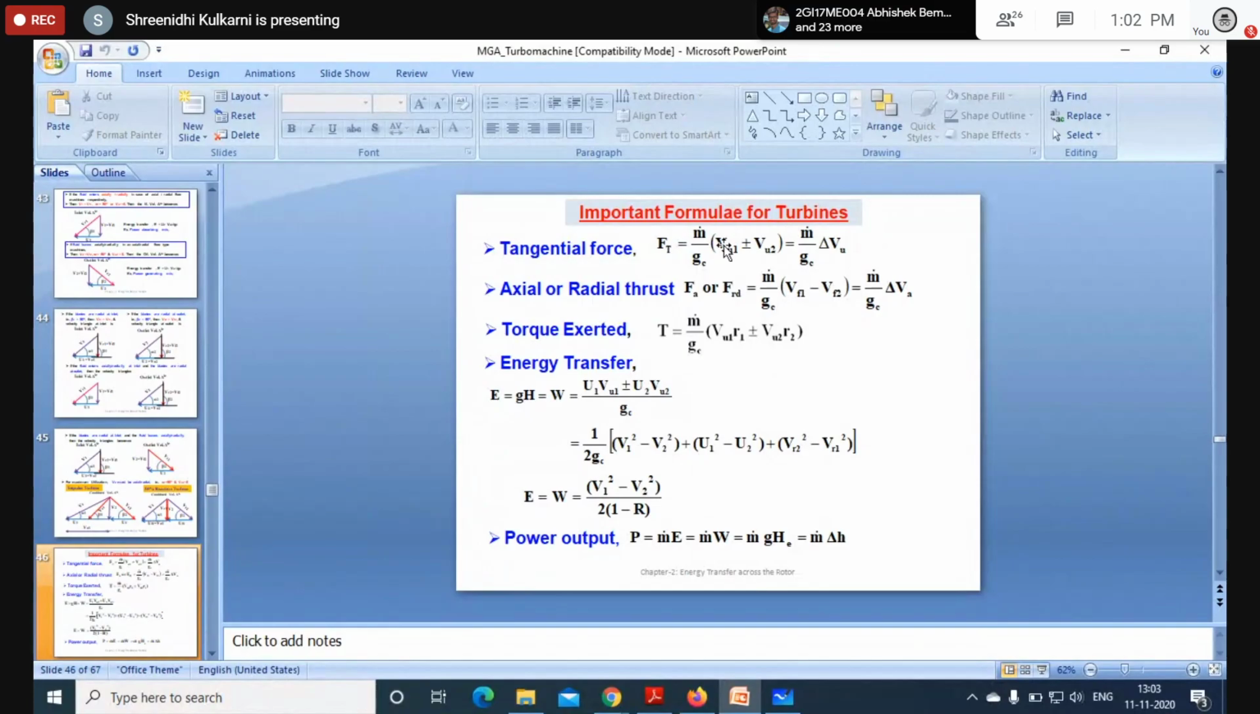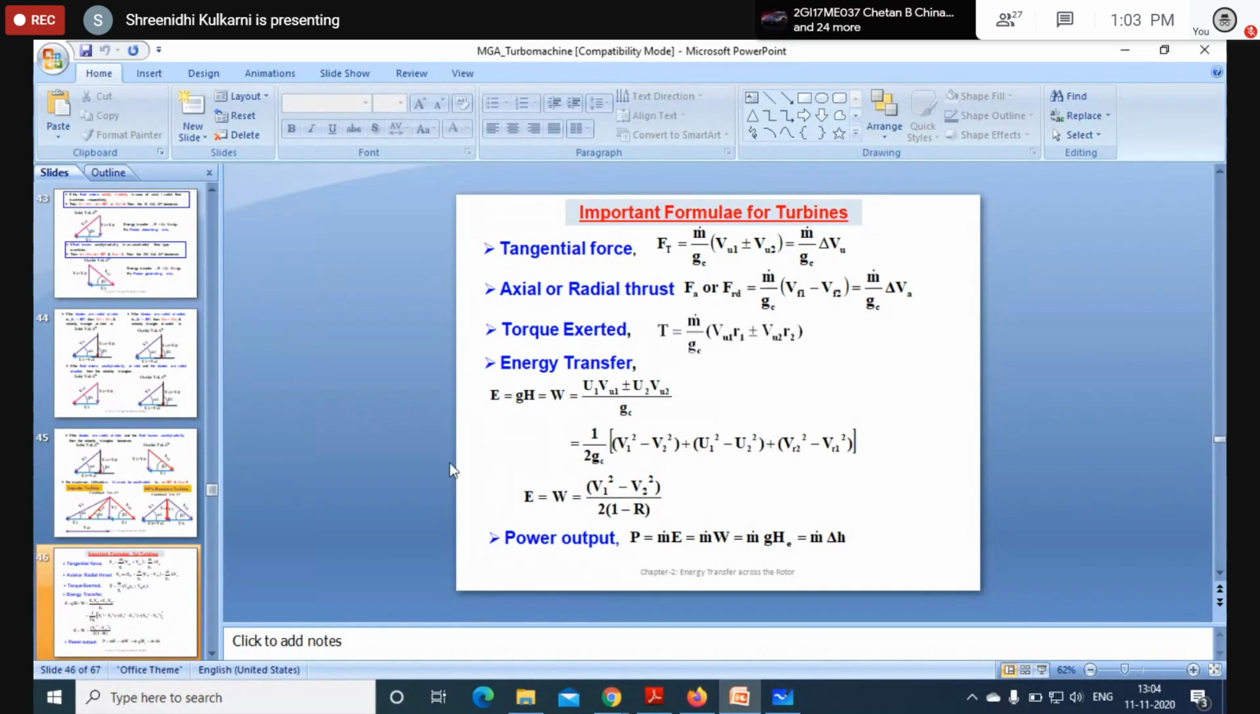Here you can see that in all the formulas there is a gc. gc is nothing but a unit conversion factor. Please remember this. We always write it as kg meter per Newton second square.